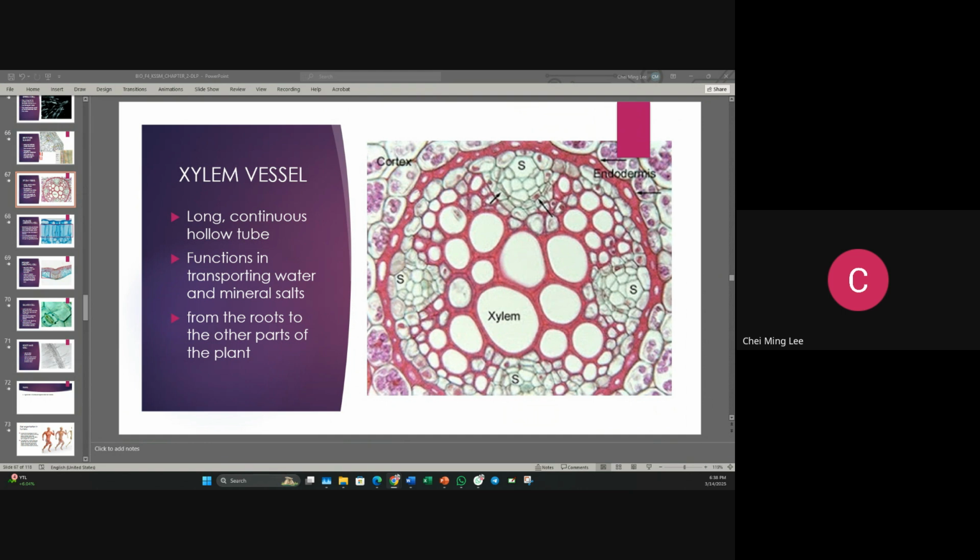Okay, it's actually a hollow tube, and the way the water goes is through capillary action. It means that the water has a characteristic which is a bit sticky, so it is able to stick to the wall of the xylem and then pull up like that. So you can consider this as the blood vessel of the plant. Okay. All right. Jot it down as well.